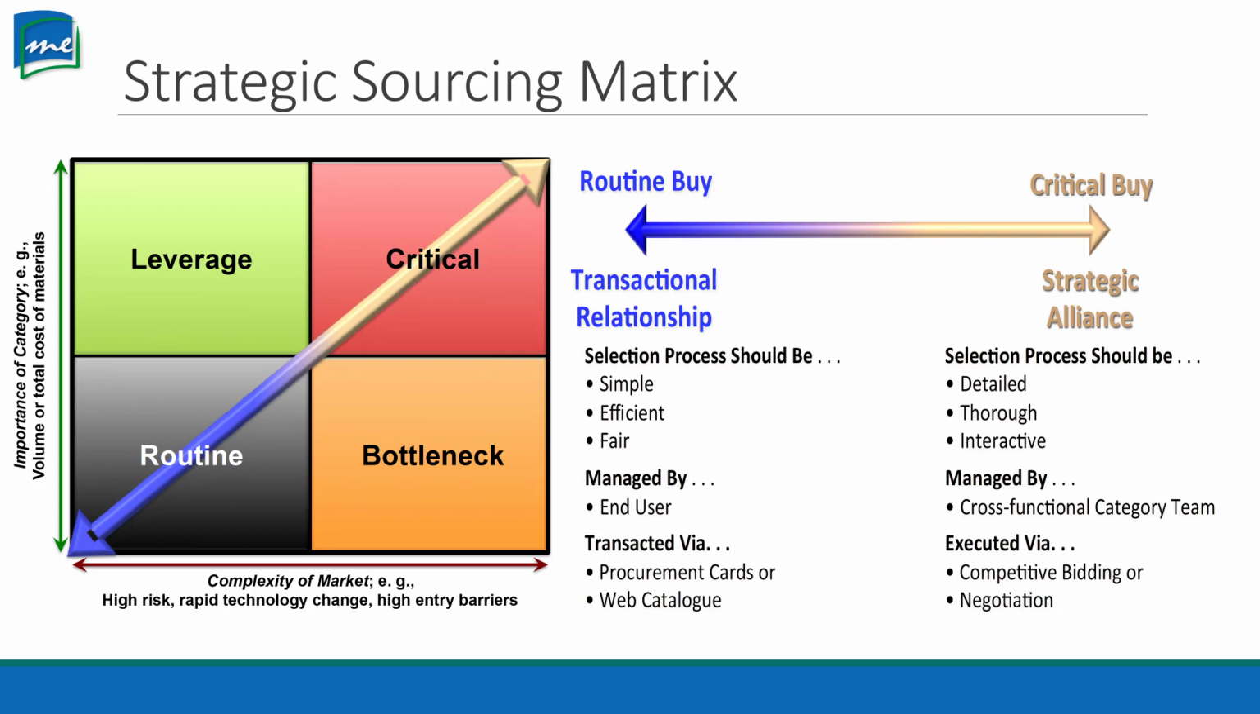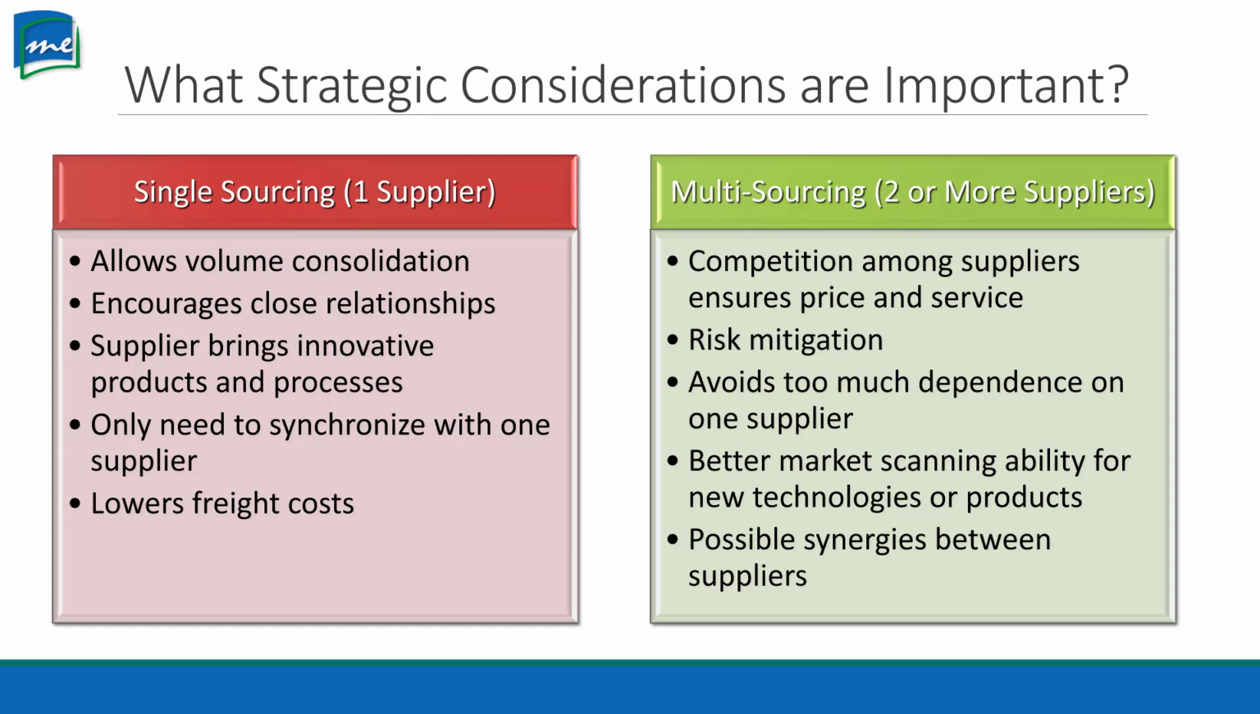So what strategic considerations are important? Well, it depends if we're going to do single sourcing or multi-sourcing. Single sourcing is just having one supplier, and multi-sourcing is having two or more suppliers. My recommendation, depending on the product, is you want to have multi-sourcing. You want to have multiple sources of supply. That's my personal opinion. But single sourcing has its place too.